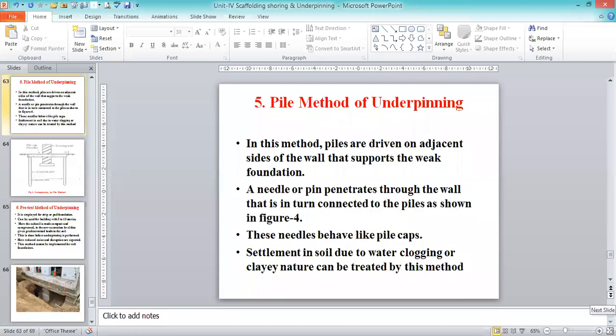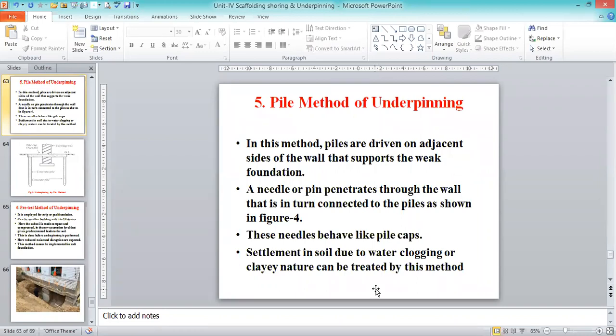Then pile method of underpinning. The fifth method is the pile method of underpinning. In this method, piles are driven on adjacent sides. In the earlier previous cases, we went for the mini pile or the pier method. In the pier method, what we have done is that the entire building is done. Here, only on one side we are going to do the pile method of underpinning. In this method, piles are driven on adjacent sides of the wall that supports the weak foundation. A needle or pin penetrates the wall and is connected to the pile, as shown in the figure. These needles behave like pile caps.